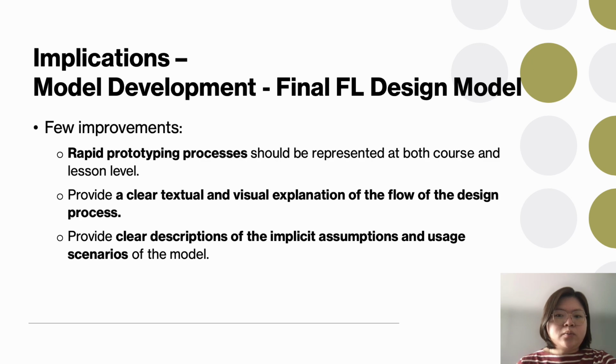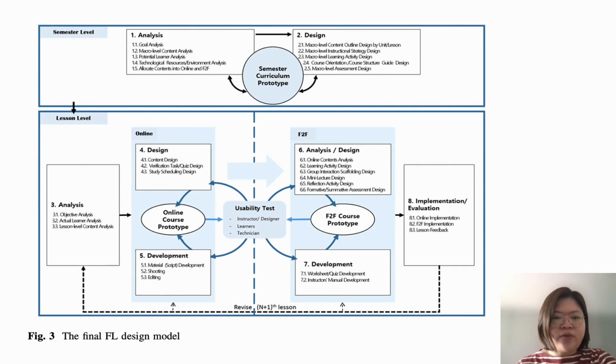After the second model usability test, a few improvements have been made. First, the rapid prototyping processes have been represented at both course and lesson level. Second, a clear textual and visual explanation of the flow of the design processes has been included. Third, a clear description of the implicit assumptions and usage scenarios of the model has been provided too. The outcome of this last iteration, the final version of the flipped learning design model and model assumptions, is shown in figure 3.